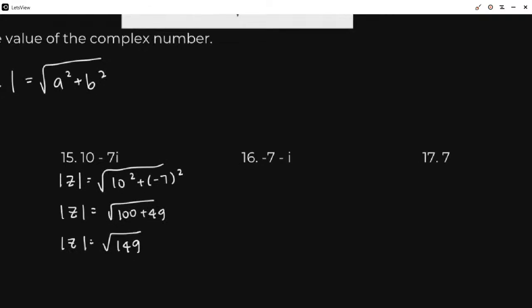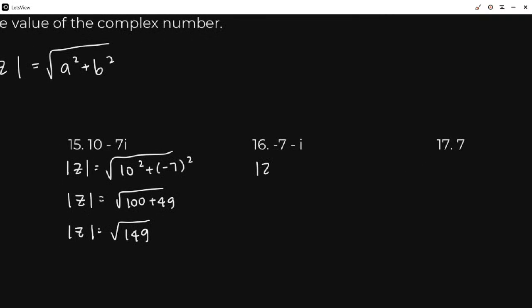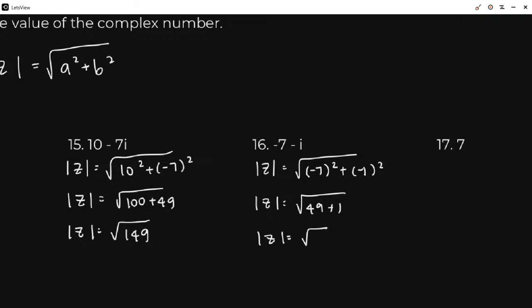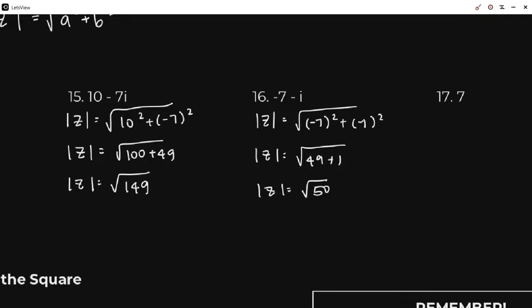Okay, next one we have negative 7 minus i. So the absolute value is going to equal the square root of negative 7 squared plus negative 1 squared. So then that's 49 plus 1, which is square root of 50. And we can break up 50. So 50 breaks up into 25 and 2, and 25 breaks up into 5 and 5. So the pair is going to come out, and the 2 is going to stay on the inside. So the absolute value is going to be 5 rad 2.